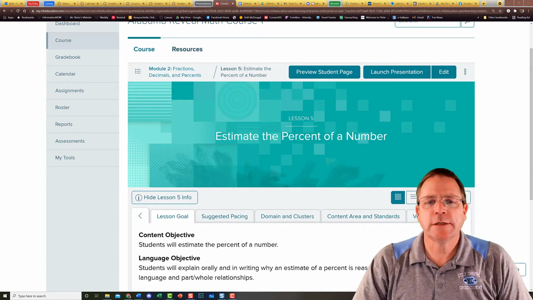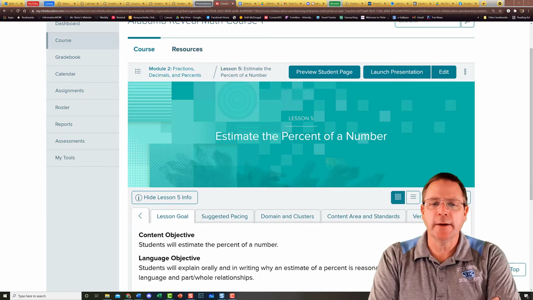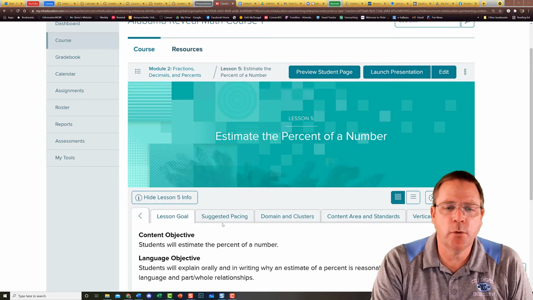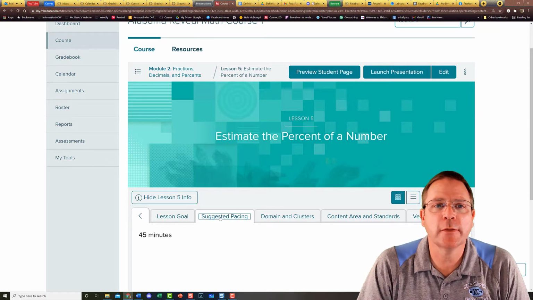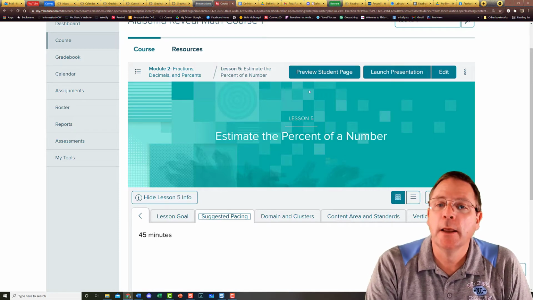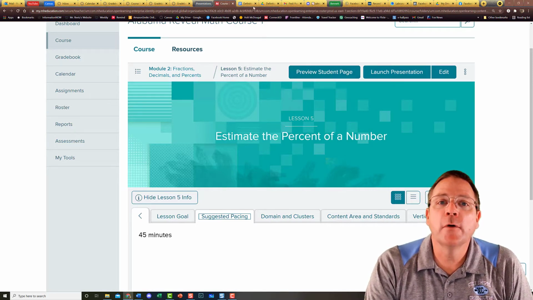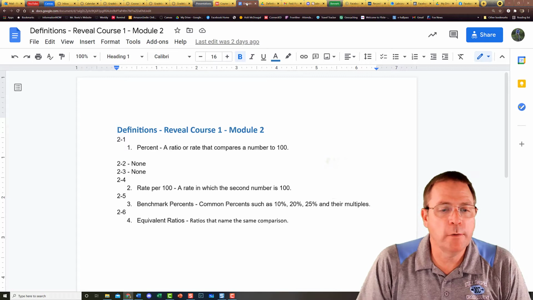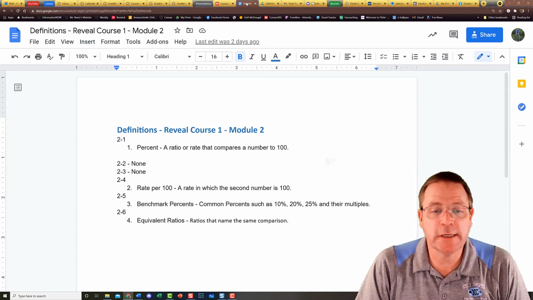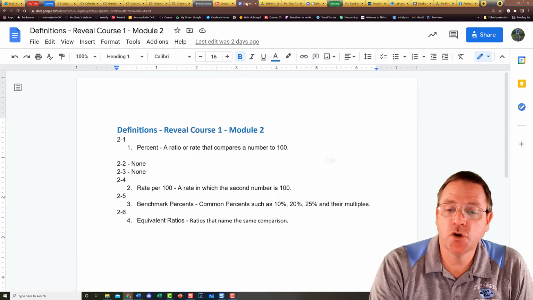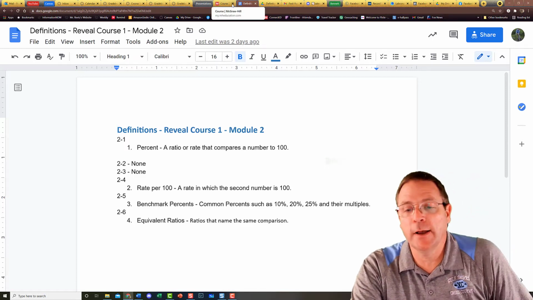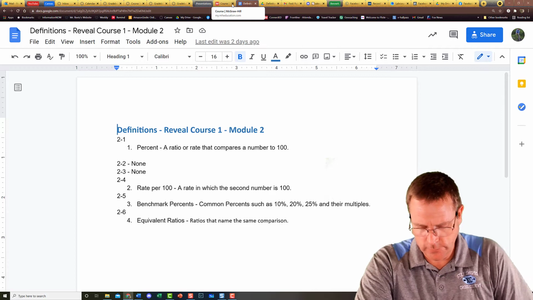Chapter 1, Section 5, estimate the percent of a number. This should be a pretty quick lesson because they say this is a 45-minute lesson, so we should knock this one out in a single day. So, what about vocab terms? Well, you're picking up one for this. It is benchmark percents, which is defined as common percents such as 10%, 20%, and 25%, along with their multiples.